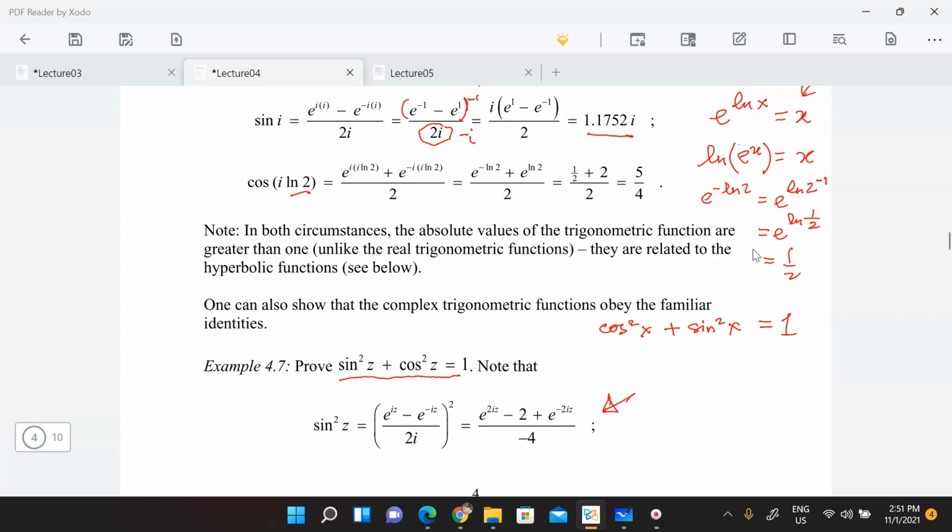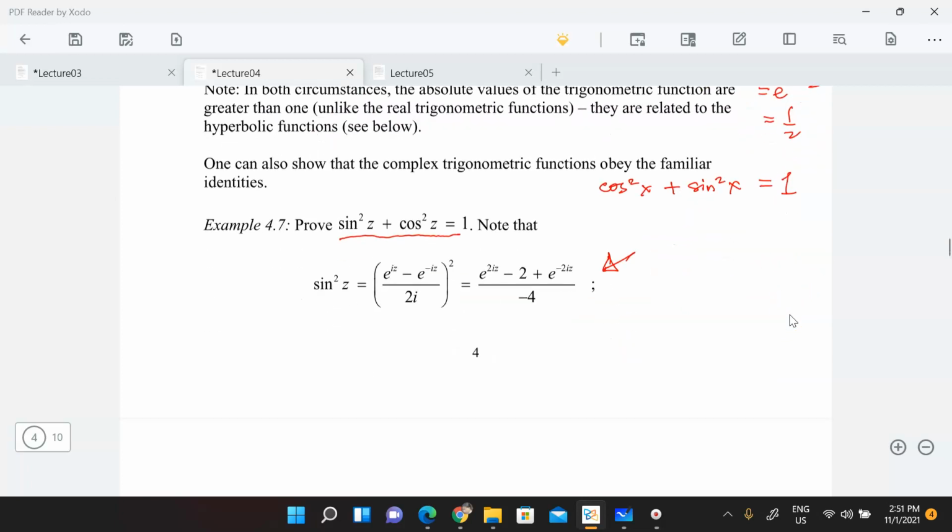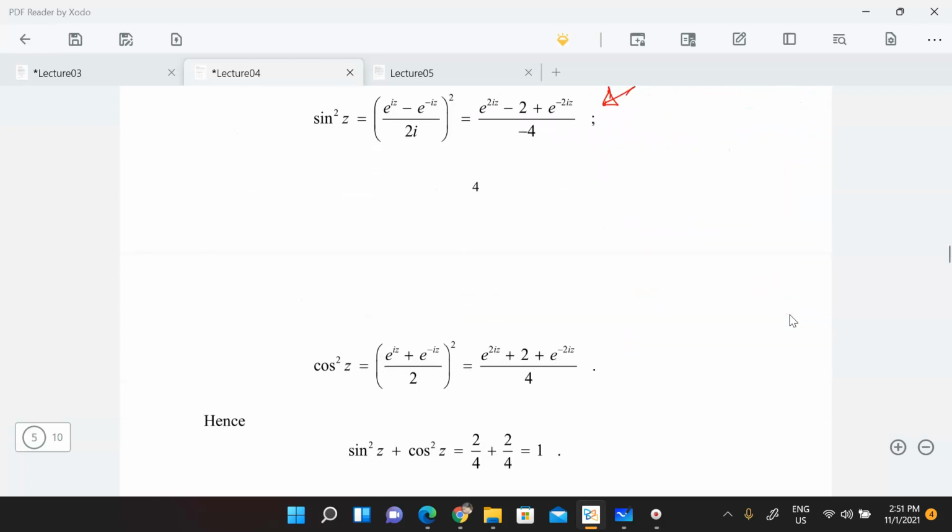Okay, and then move this forward. Cosine squared is just that, squared, and then you have that, and then you add them together. Let me see, over here, I've forgotten, here you have 2i, and you have to square that as well, so that gives you a minus 4.